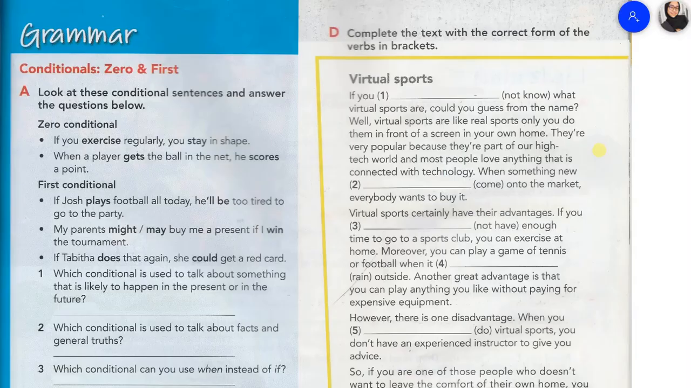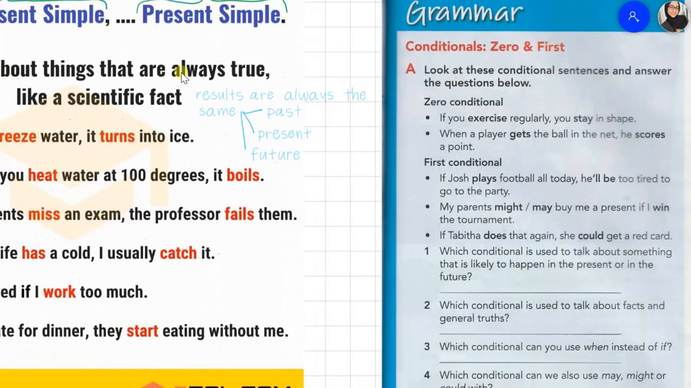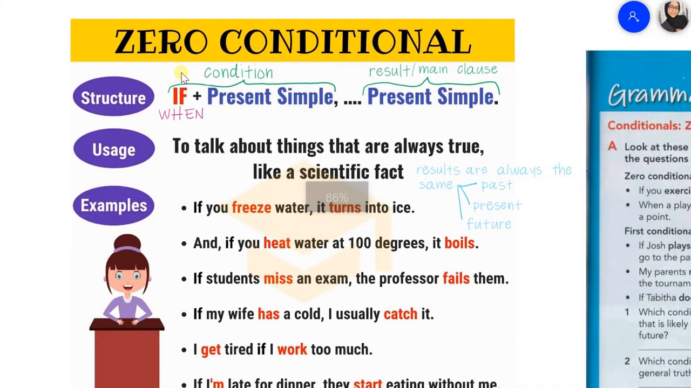So today's lesson we are going to do a grammar exercise, mainly focusing on conditionals. The conditionals that we are going to learn today are zero and first conditional. Before we start doing the task, let's learn what is zero conditional. How does it look like? When do we use it? And what are the examples?